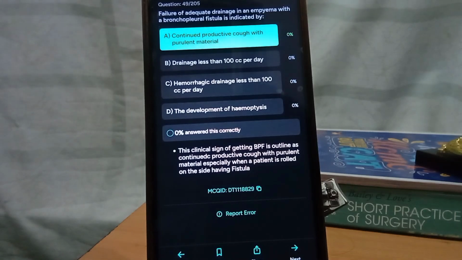Next question: failure of adequate drainage in an empyema with bronchopleural fistula is indicated by continued productive cough with purulent material, drainage less than 100 cc, hemorrhagic drainage less than 100 cc per day, and the development of hemoptysis. These clinical signs of a bronchopleural fistula are outlined as continued productive cough with purulent material, especially when the patient is rolled onto the side opposite the fistula.